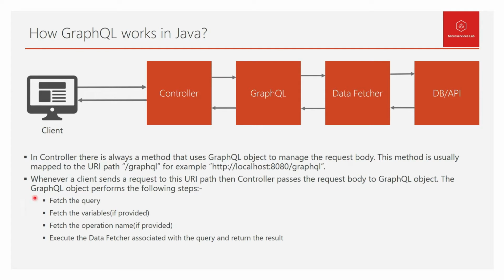The GraphQL object performs the following steps: fetch the query from the request body, fetch the variables if provided from the request body, fetch the operation name if provided from the request body, execute the data fetcher associated with the query and return back the result. So this is exactly what the GraphQL object does.